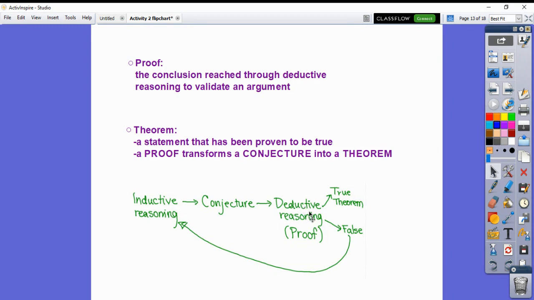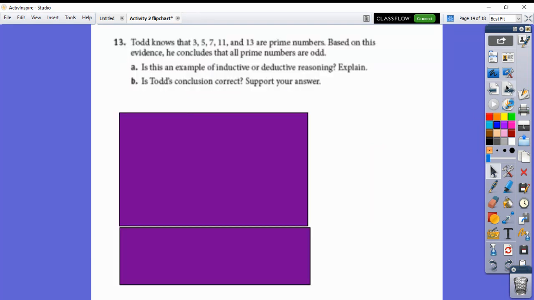Let's say we use deductive reasoning to find a counterexample to that conjecture. Well, now we know that that conjecture is false, so now we need to go back to the inductive reasoning drawing board and try to find a conjecture that does work for this situation. So we're going to spend the rest of this video just looking at some examples from the book, trying to choose between whether or not inductive or deductive reasoning is used for a certain scenario.